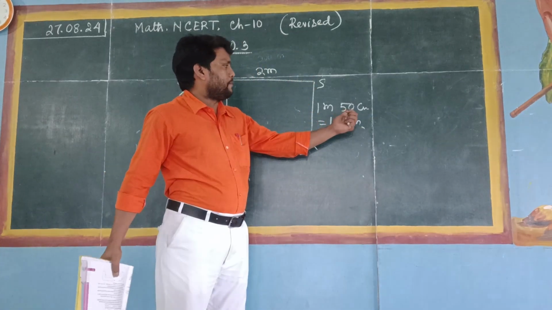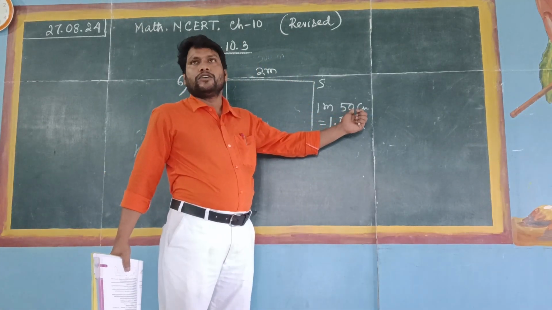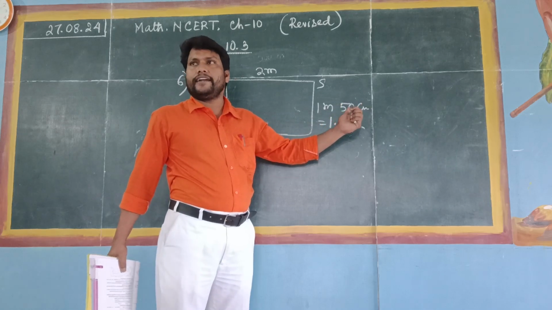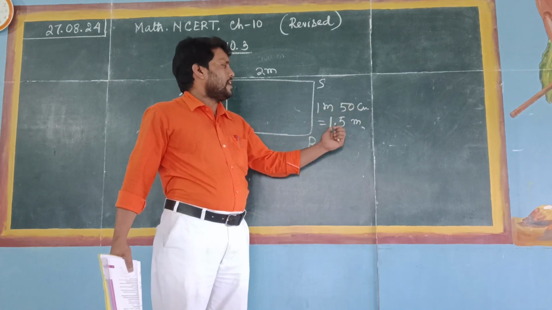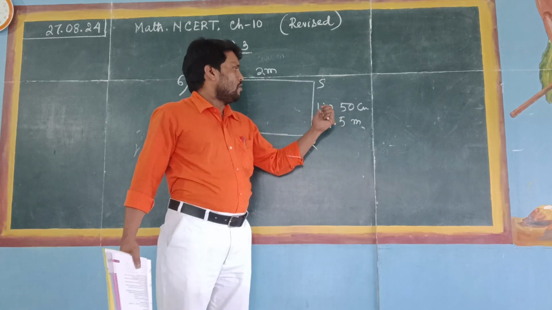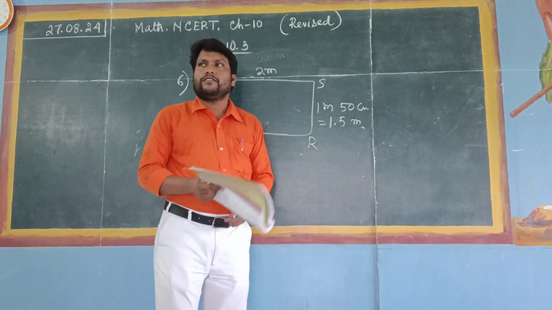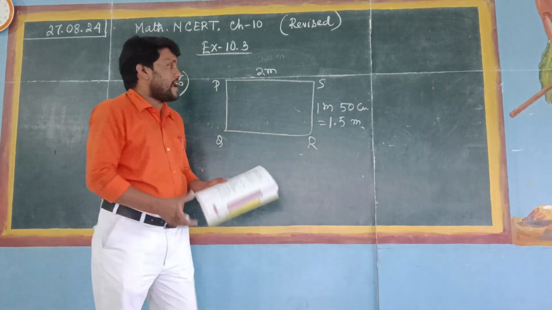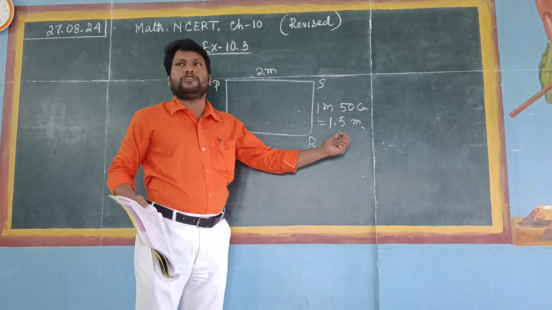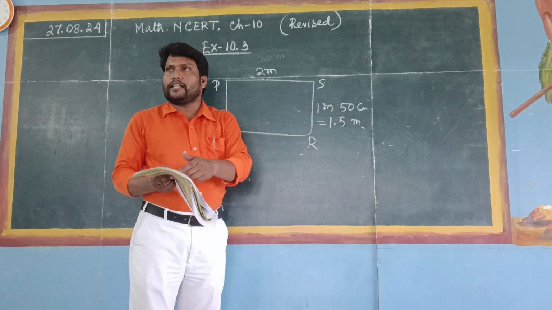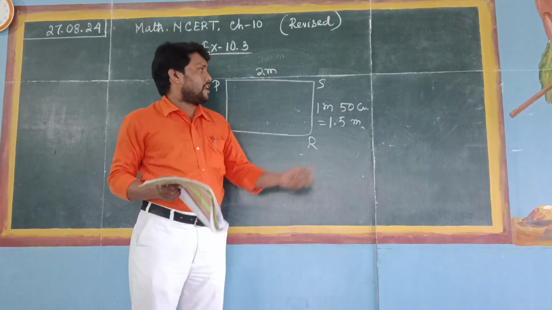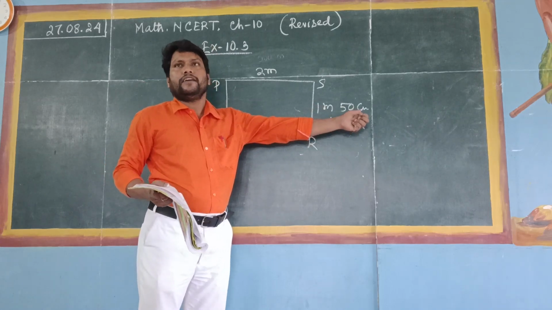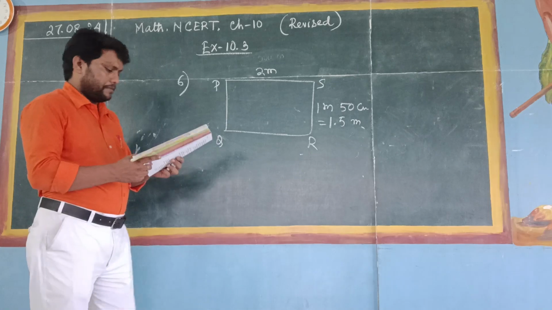Look very carefully, 50 centimeter. So change into meter by dividing by 100. So 0.5, 1 meter, 1.5 meter. That means 1 meter 50 centimeter. So meter and meter. Why have I converted the meter centimeter into meter? Because in the question they have given per meter square. So centimeter will be converted into meter.